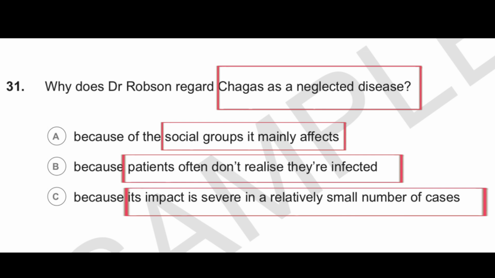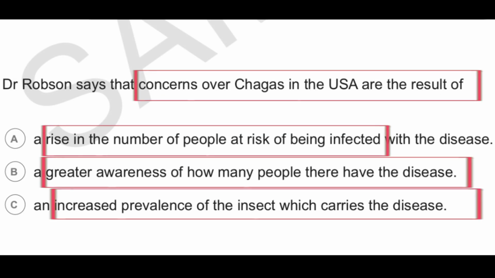Let's take a look at another example. So you have to listen for the concerns over Chagas in the USA. Remember that you might not hear the word concerns, so you have to listen for synonymous words or phrase. Listen and read the options and eliminate incorrect options.